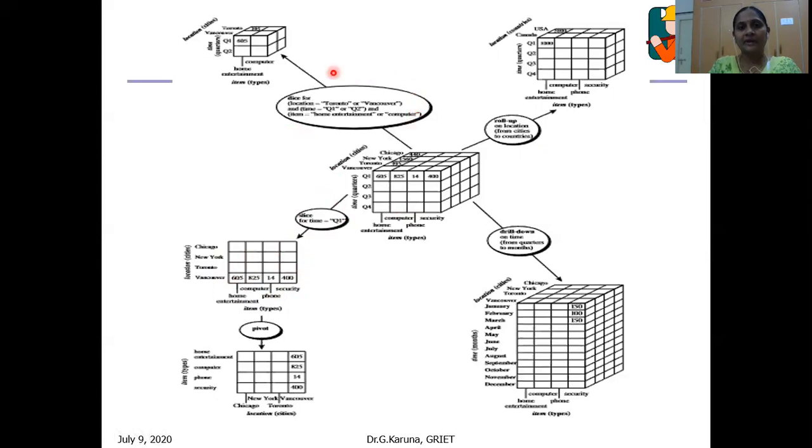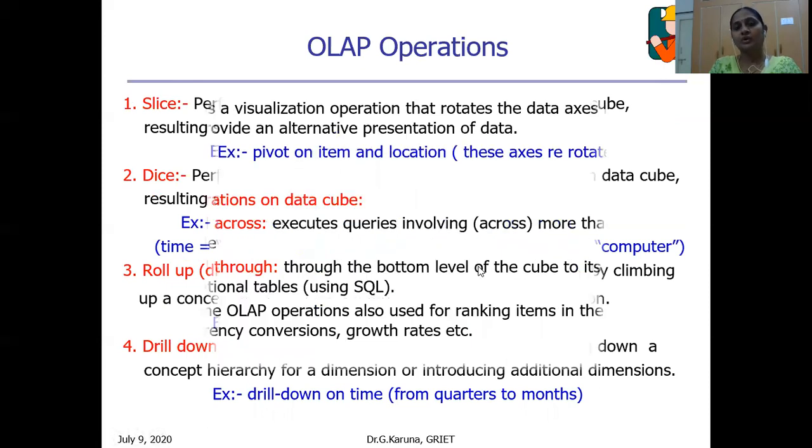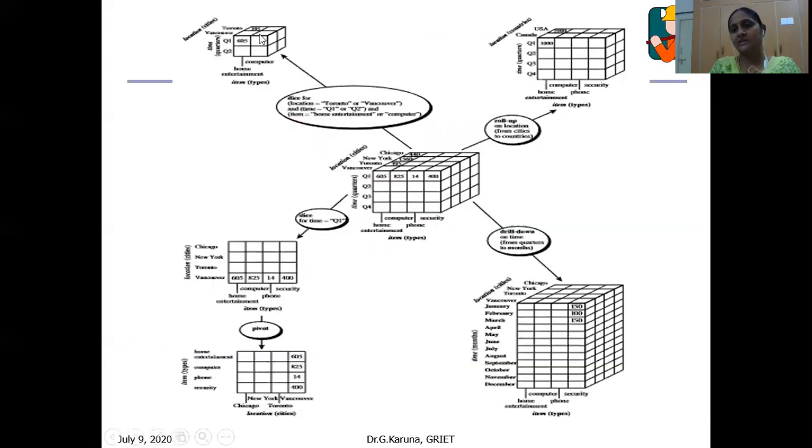Similarly, I would like to perform the dice operation based on 2 or more dimensions. Here 3 dimensions will be taken: location, time, and item, so that we get a subcube like this. This is the item, this is the time, and this is the location. I am going to take only Q1 and Q2, specified only 2 quarters, 2 cities, and only 2 items. I already discussed this example here. According to this query, the OLAP operation performed in the diagram is the dice operation.